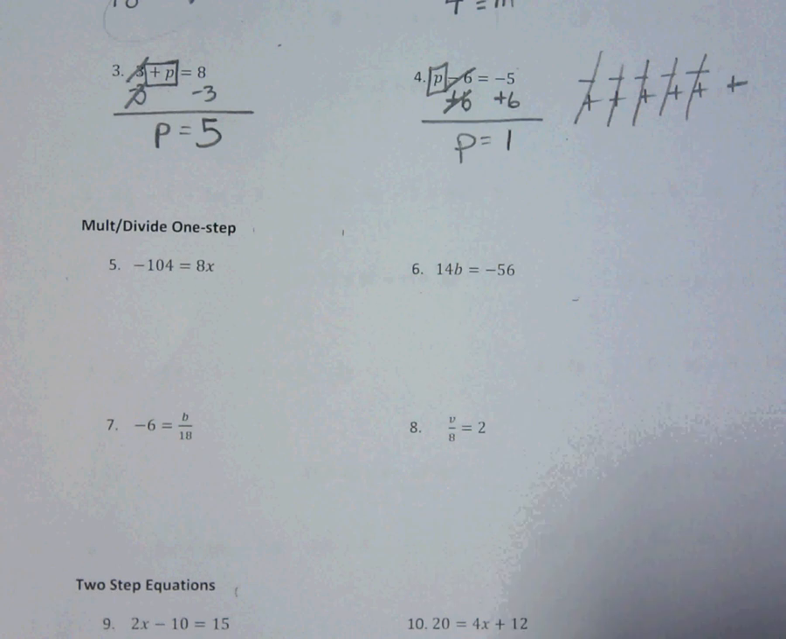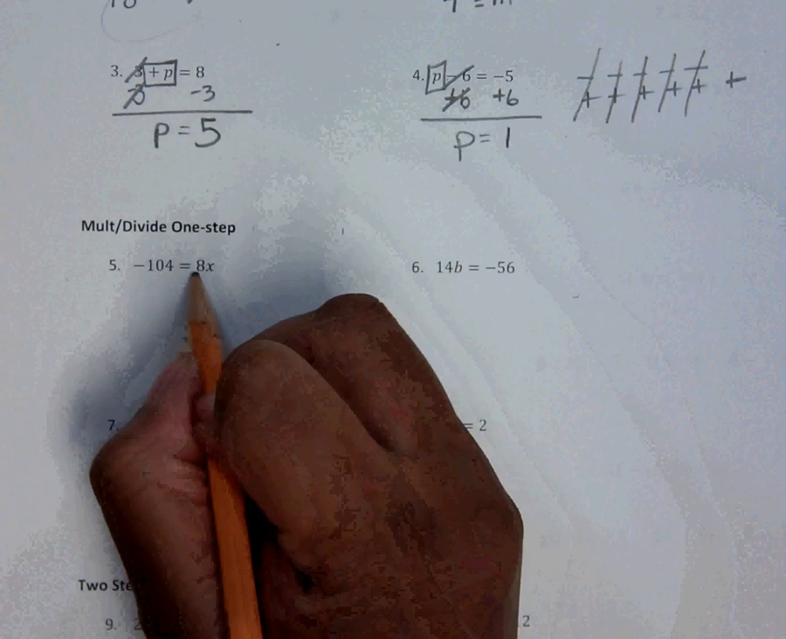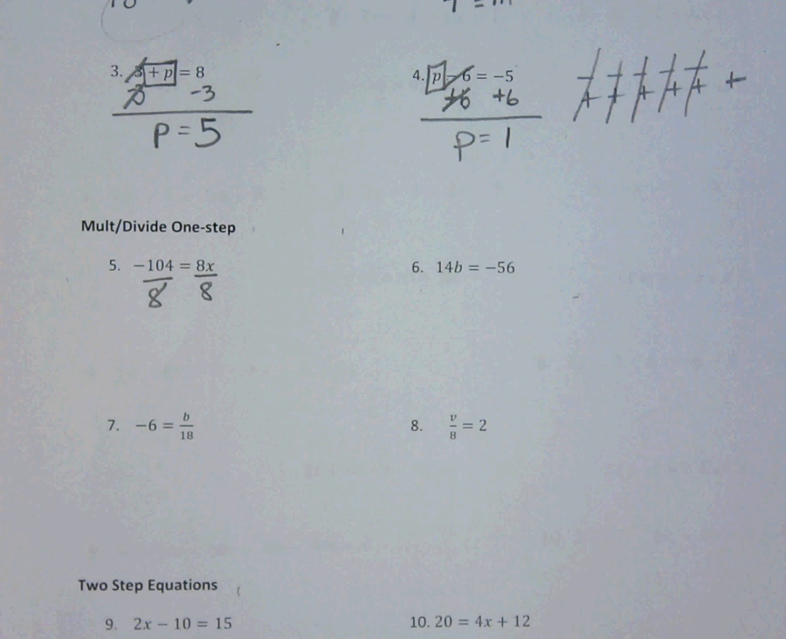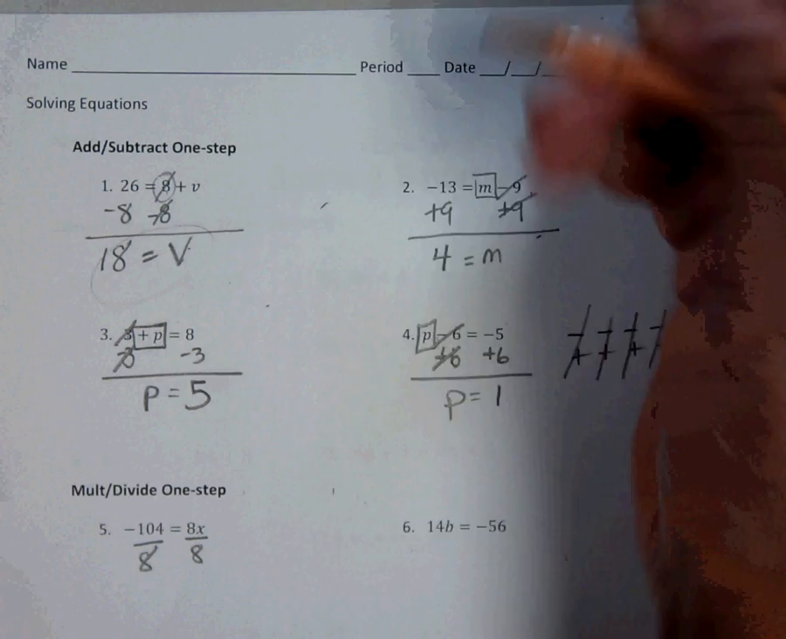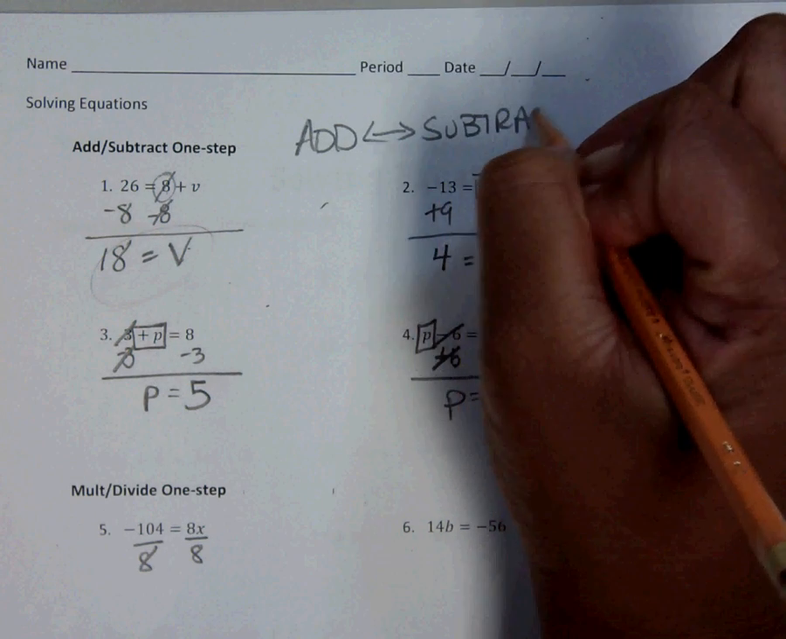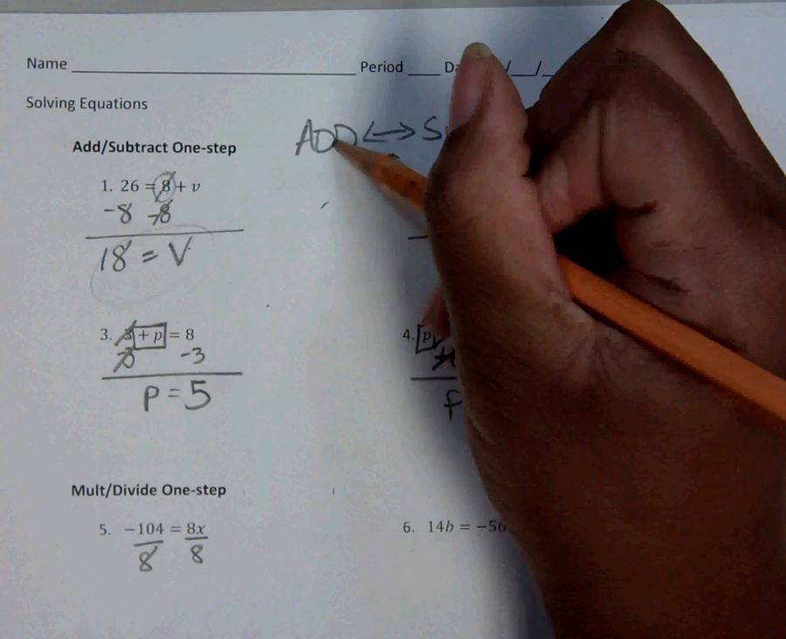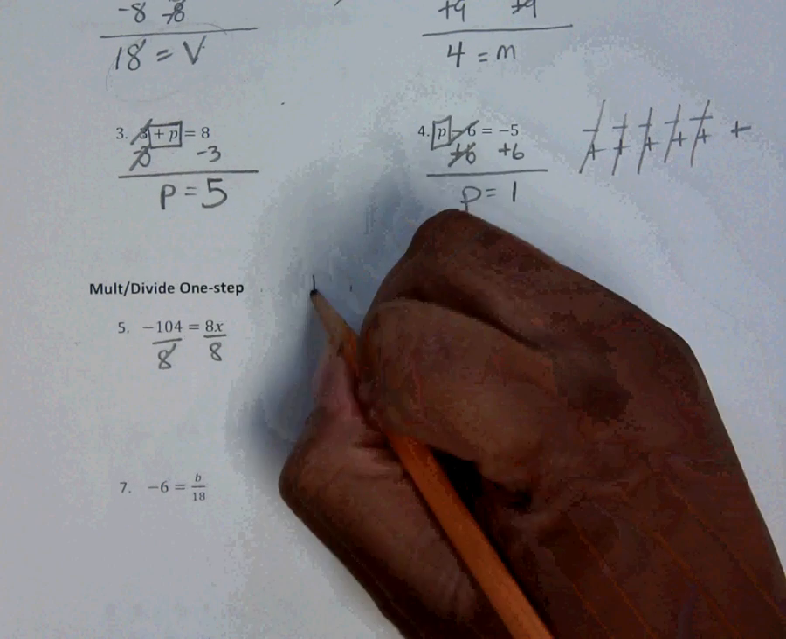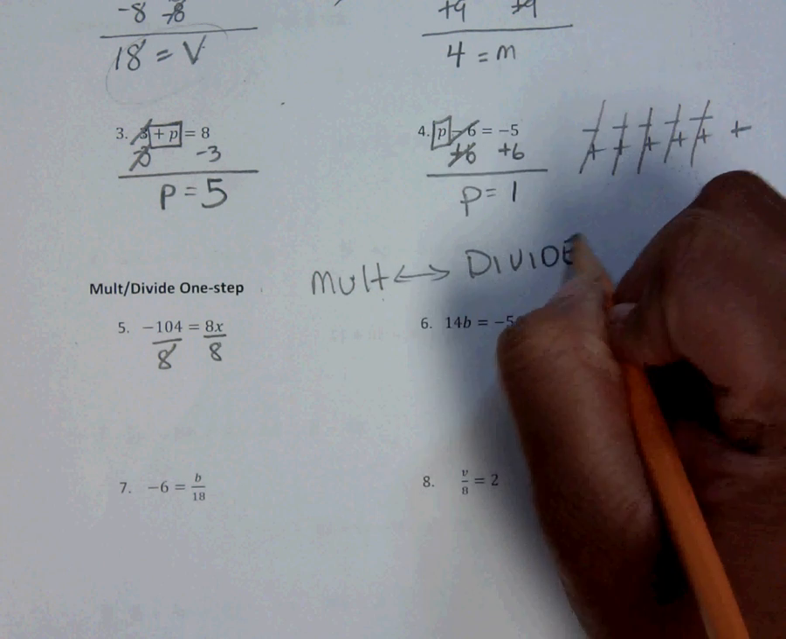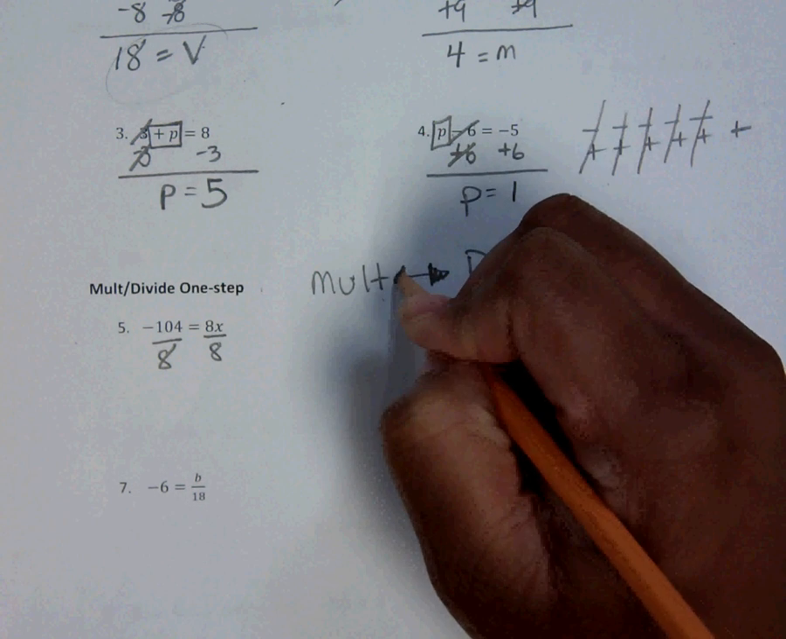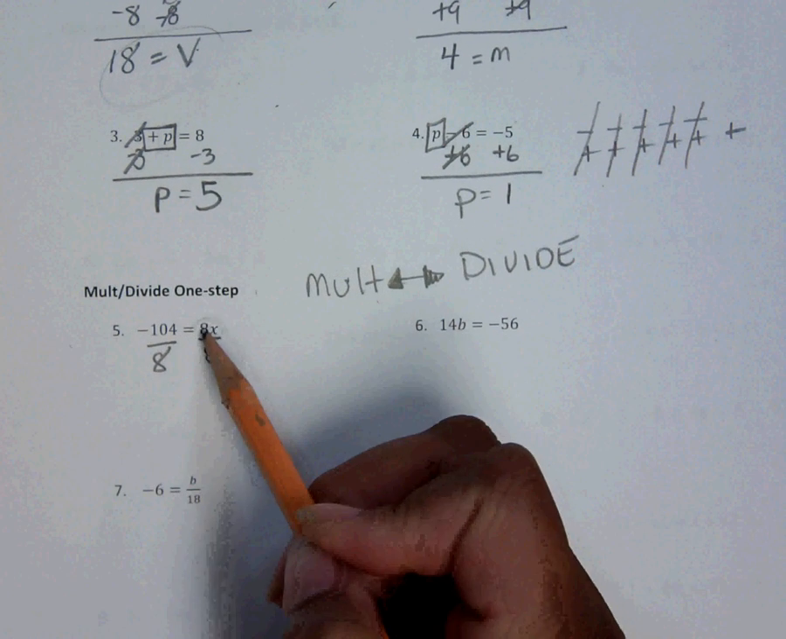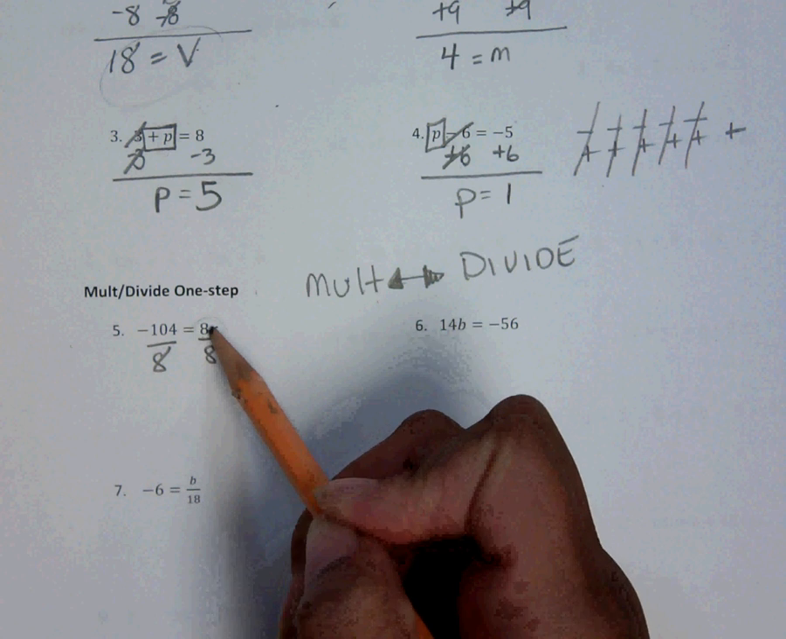Okay, moving on. How do you isolate the variable here? So we divide by 8. Now, why do we divide by 8? Well, if you noticed up here, when I'm adding and subtracting, the inverse operation of adding is subtracting. The inverse operation of subtracting is adding. So that means the inverse operation of multiplying is going to be to divide. And the inverse operation of dividing is going to be multiplying. So how did I know that was multiplying? Whenever you see a number next to a letter, that's multiplication.